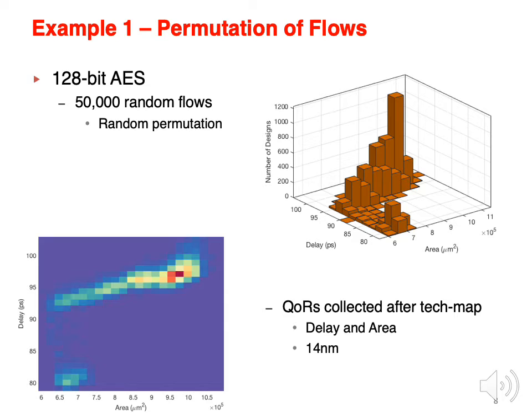Moreover, we can see that during the random sampling process, most of the design points are actually located in the bad performance area in this case. Because among these 50K random data points, we can see a large number of points are located on the top right, which is the worst in terms of delay and worst in terms of area.